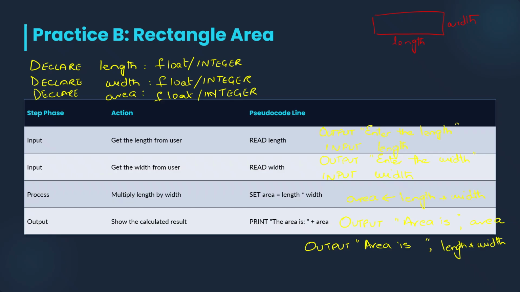So you can use both types of output statement, in which you are directly outputting without the need of the variable area, or in which you first process the multiplication, store it in area, and then output the variable. So it's totally up to you. Both of these statements will give you equal marks in CIE.